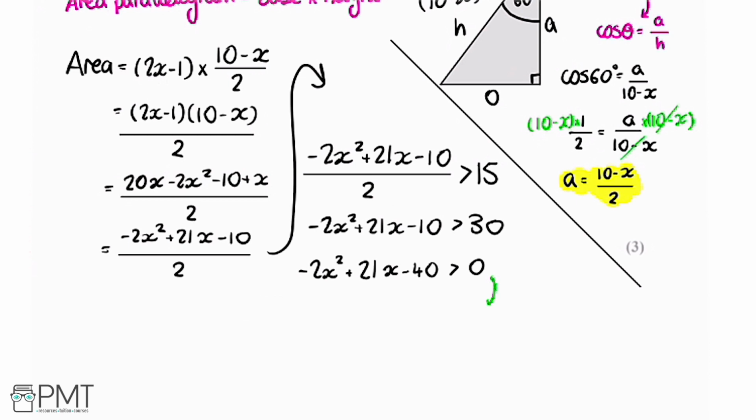What we need to do now is multiply both sides by -1, so we get 2x² - 21x + 40, and on this side we just get 0. We need to remember that if we multiply an inequality on both sides by -1, we need to flip the sign. So this is now going to be the less than sign.